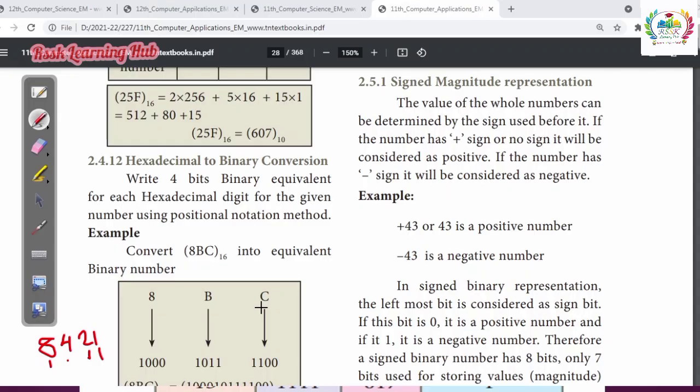So it should be 12. 12 means what the value will become? 8 and 4 will give the value as 12. So the answer will be 1100. So that is the answer for C.